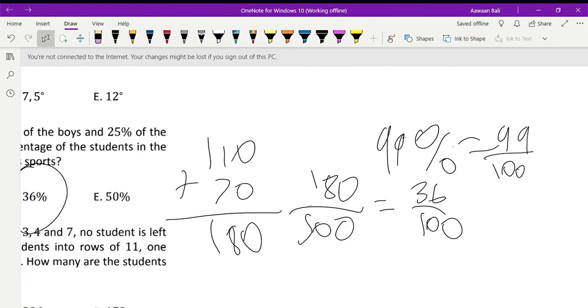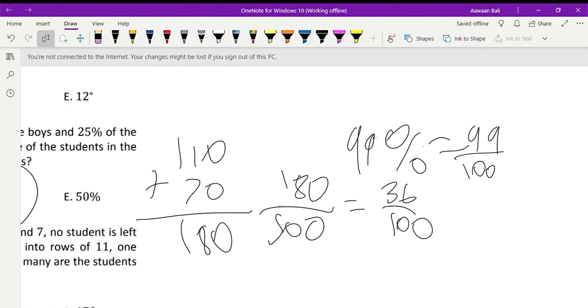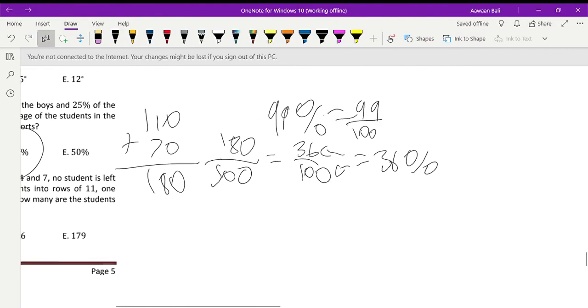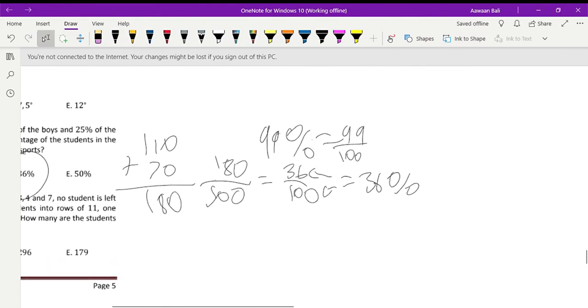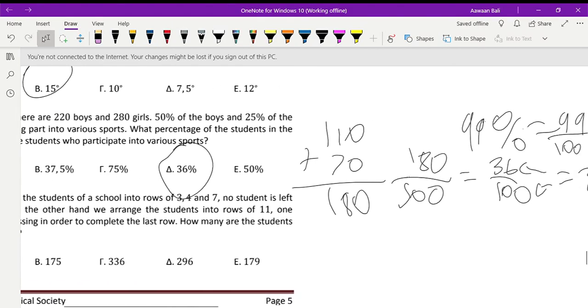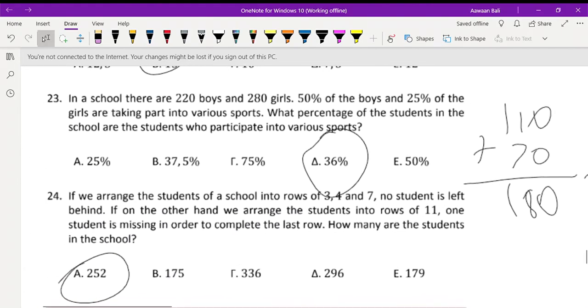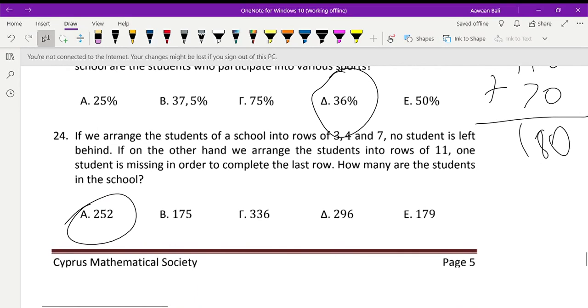They're both equivalent. Since the denominator is 100, we don't care about that. We care about the numerator. So the numerator is 36, and then you add the percentage sign, 36%. We just took that as questions in a quiz, but it's also children, and it's the same method anyway. So you get the idea. The answer is delta, 36%.